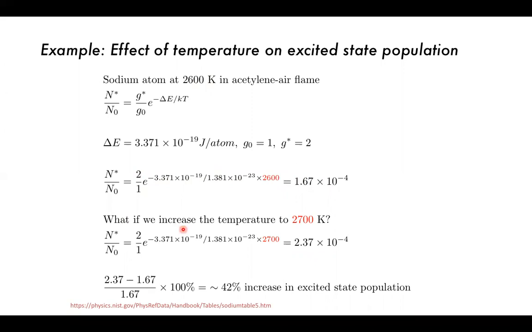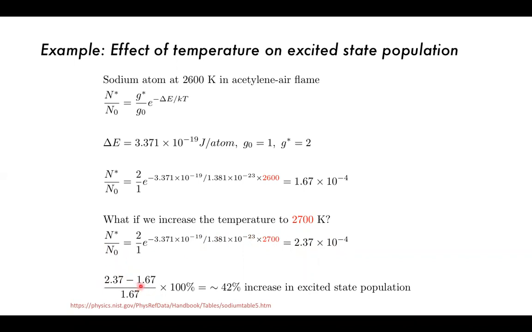And then we're asked what happens if we increase the temperature to 2700 degrees Kelvin. So this number is really small. That indicates that most of the electrons are actually in the ground state. So what if we increase the temperature to 2700? What we see is an increase. The only thing that's changed here is the temperature, now 2700 versus 2600. So it's going to be equal to 2.37 times 10 to the minus 4. Still really small, still indicating that most of the electrons are in the ground state.